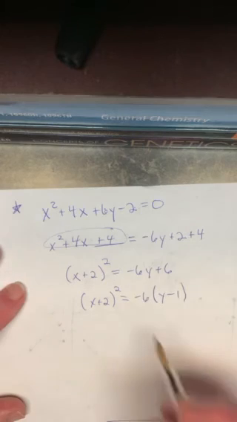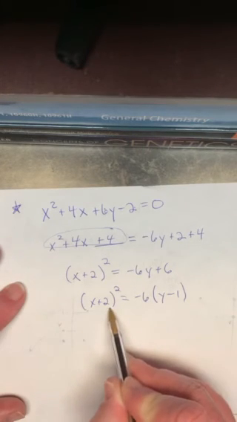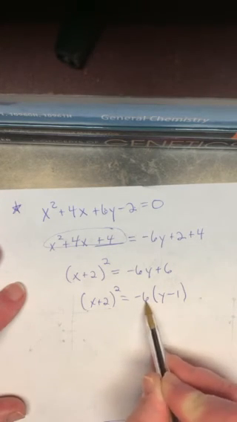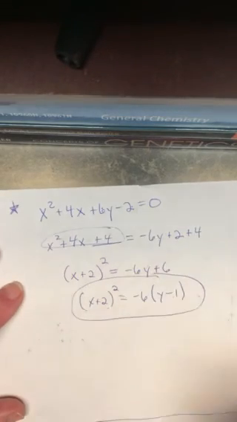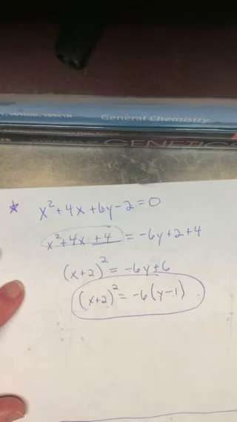So I did it. The squared value is by itself. I have a -6 in front of a y minus 1. And I successfully got my parabola into standard form. Okay? All right. Give this a shot.